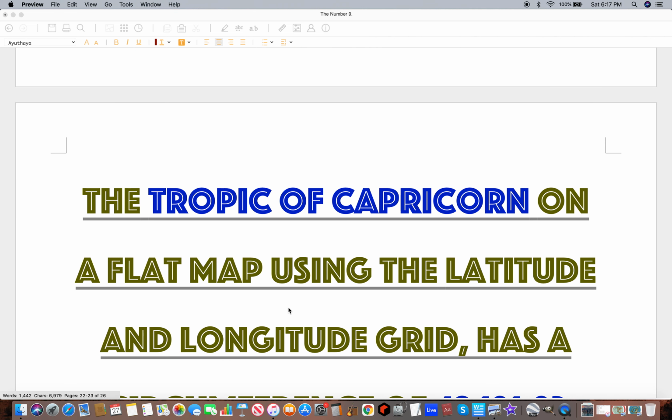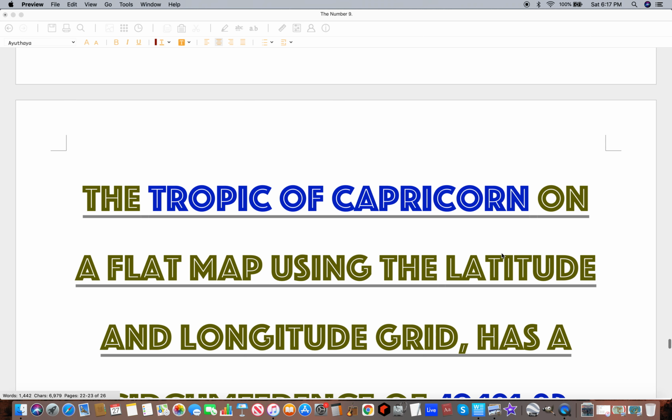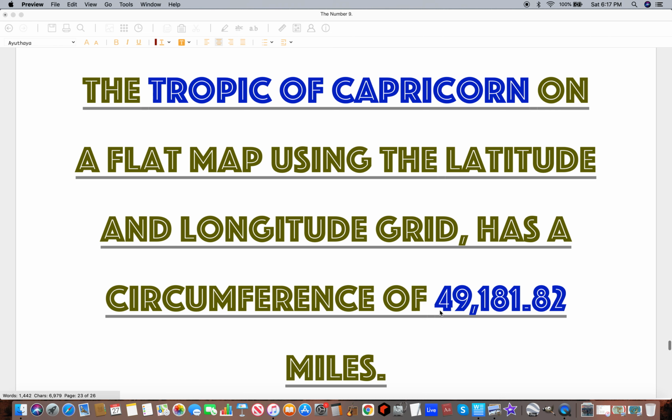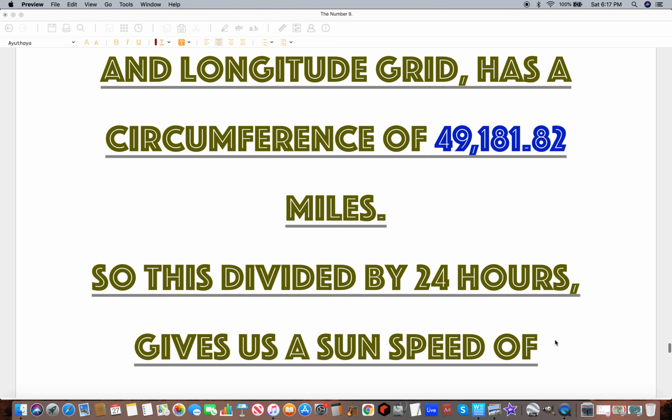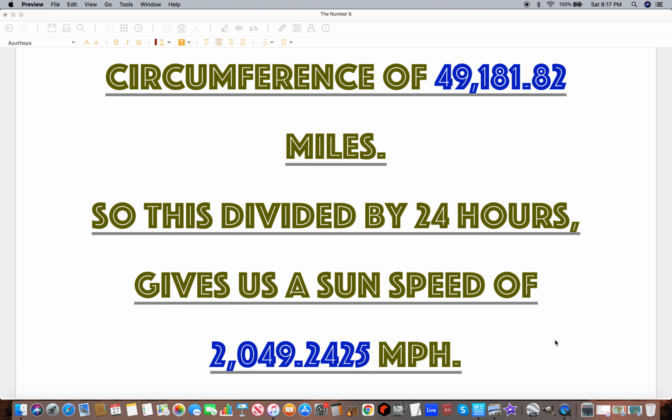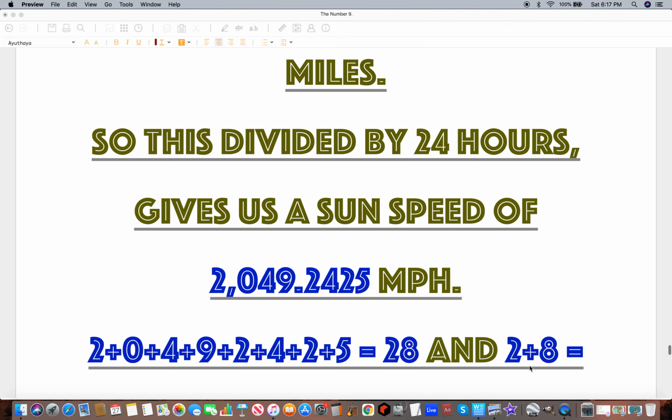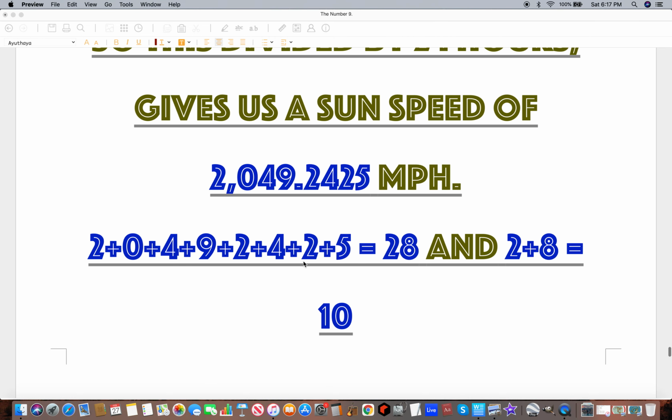Whatever the sun is. And the same then for the Tropic of Capricorn. On a flat map using the latitude and longitude grid has a circumference of 49,181.82 miles. Okay. So this divided by 24 hours gives us a sun speed of 2,049.2425 miles per hour. So add all that together and we get 28. 2 plus 8 equals 10.